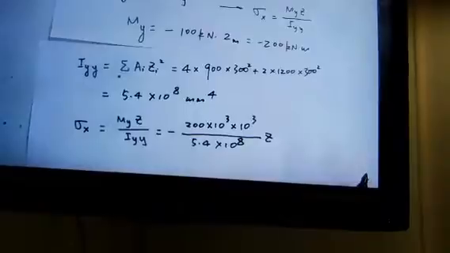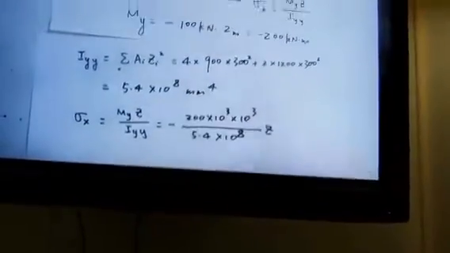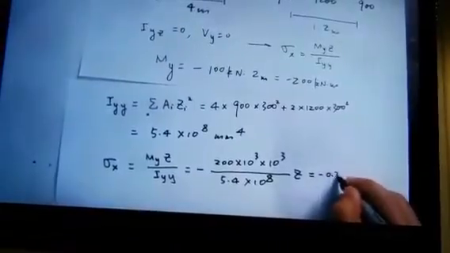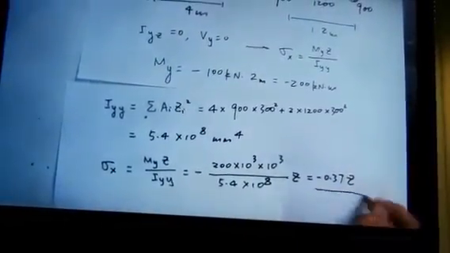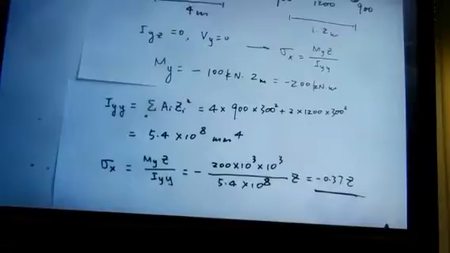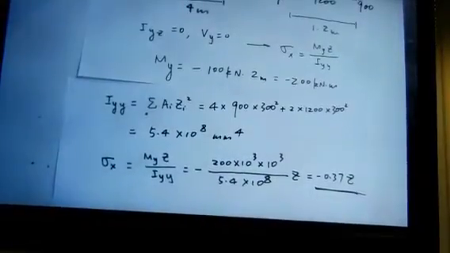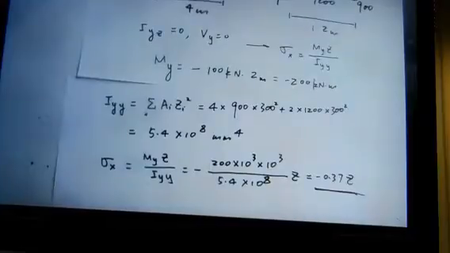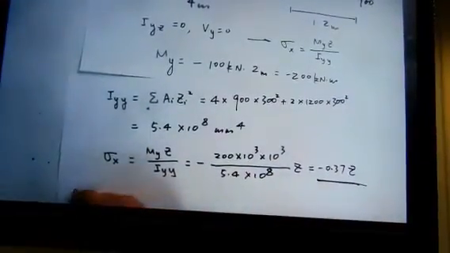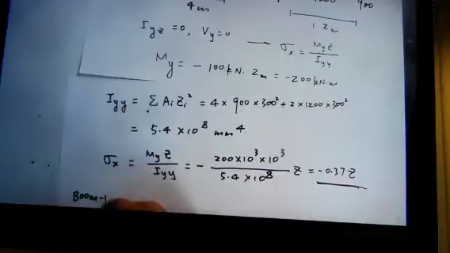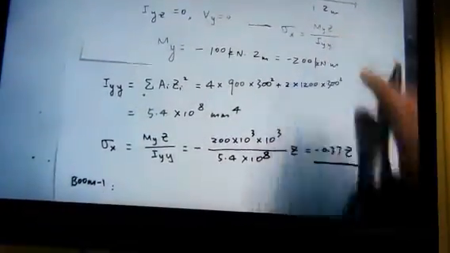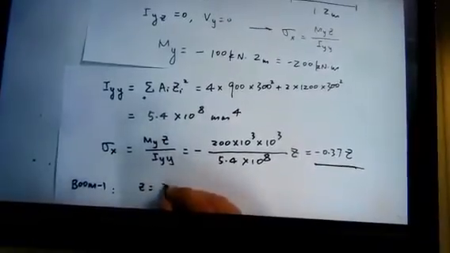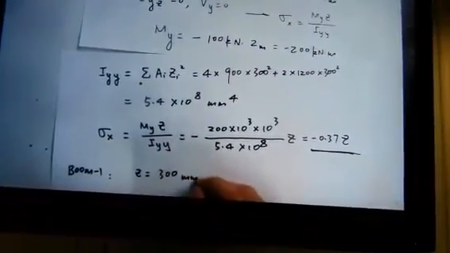Z is the coordinate along the z direction for each boom area. So you can simplify this. This is a general formula for sigma x for each boom area. Each boom area will have a different z, and then you can get a different sigma x for each boom area. So boom 1, when we look at boom 1, z equals positive 300 millimeter.